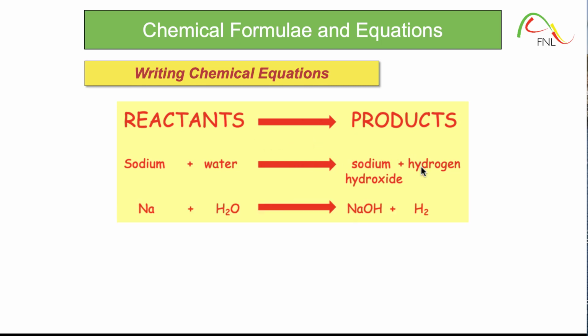Now let's put in some formulae. Sodium is Na. Water, H2O. Sodium hydroxide, NaOH. If you're never quite sure, always look up what the formula is. So here, sodium hydroxide, NaOH, plus hydrogen is H2. Now notice, hydrogen is H2.